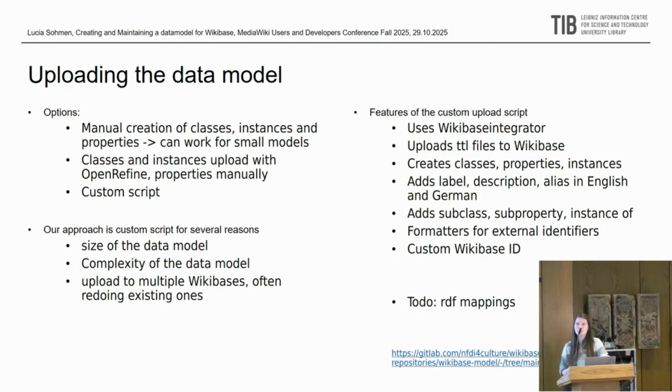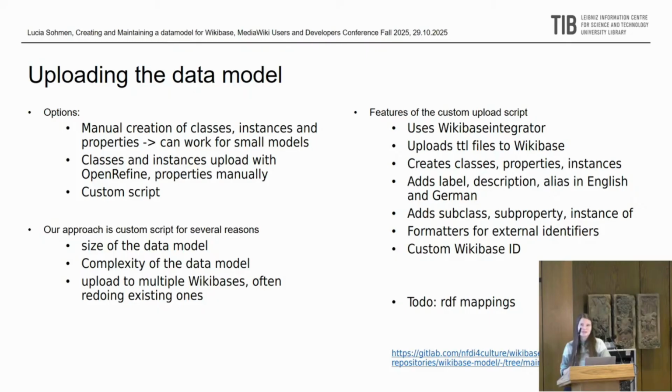One option for data upload to Wikibase that's very popular and that I use a lot is OpenRefine. You can upload classes and instances with OpenRefine, but you can't upload properties, so you would still have to manually create those properties. And both of these options have some room for error. If you make a mistake with creating a property, deleting properties is often a bit of a pain. You won't have the same ID, and so this and other reasons are why we use a custom script in our projects.